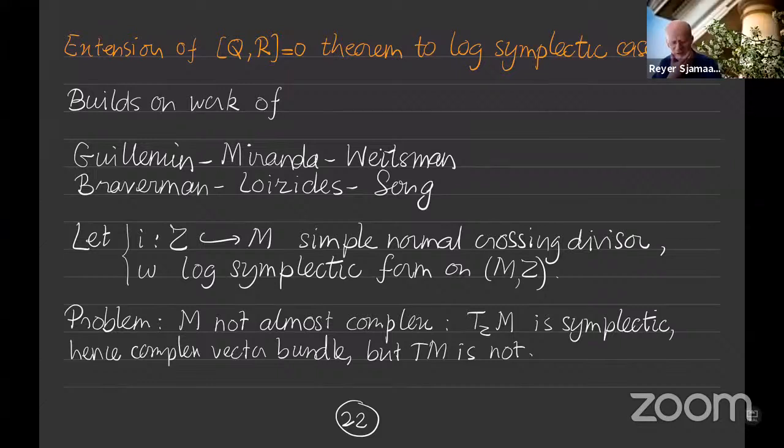Okay. Now we have some ideas on how to do this for arbitrary symplectic Lie algebroids, but so far we only have results for the log symplectic case. So let me finish by explaining that a little bit. This builds on work of Guillemin, Miranda, Weitsman, and a more recent paper by Braverman, Loizides, and Song. We go back to a manifold with a simple normal crossing divisor and a log symplectic form.